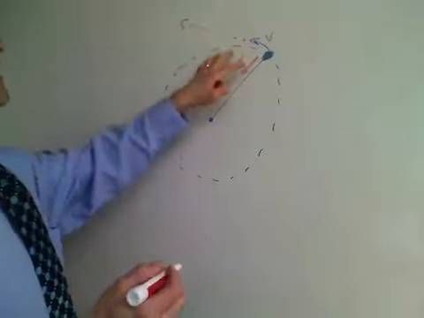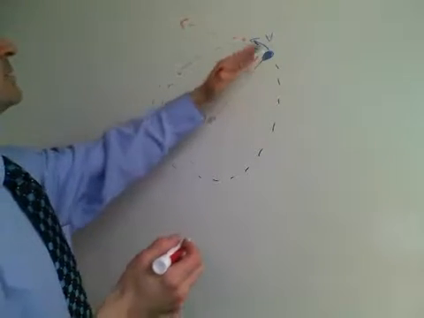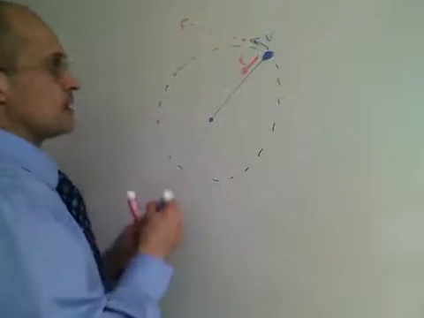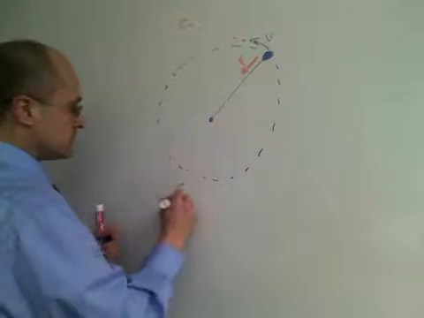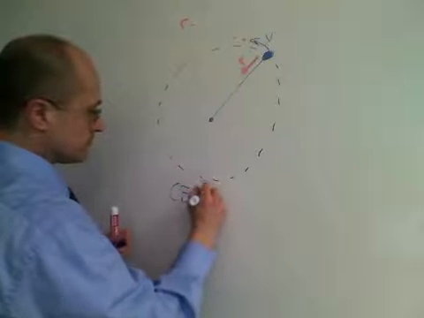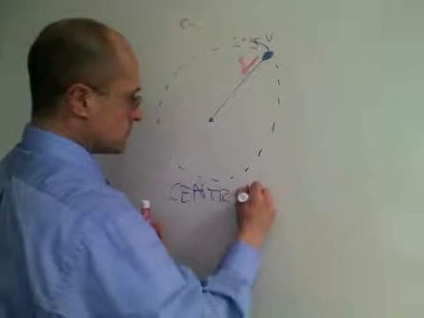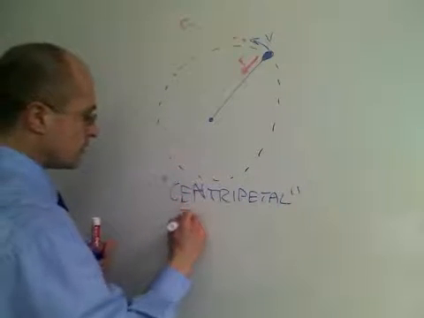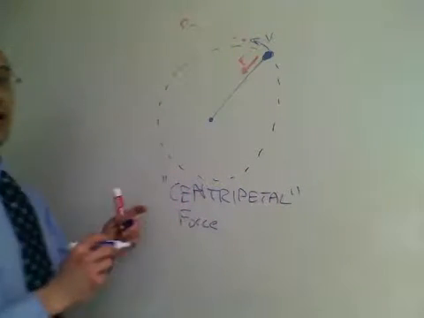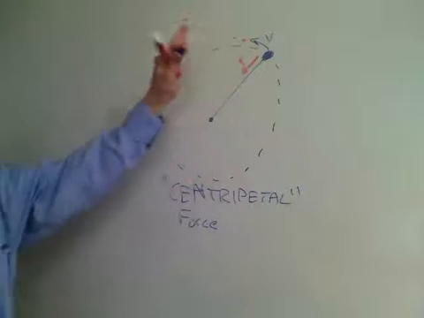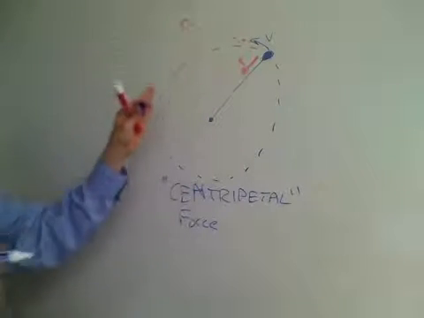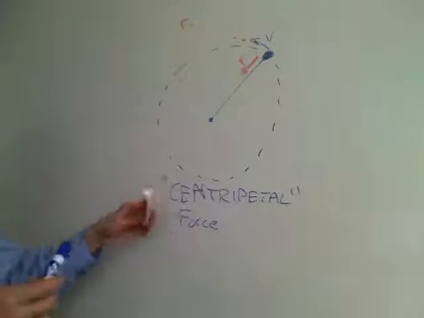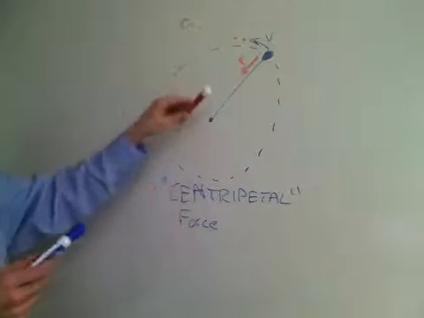And what happens is any force that causes something to maintain a circular orbit is called a centripetal force, which is just any force that causes an object to maintain a circular motion. The centripetal force is just a label given to any force that does that.